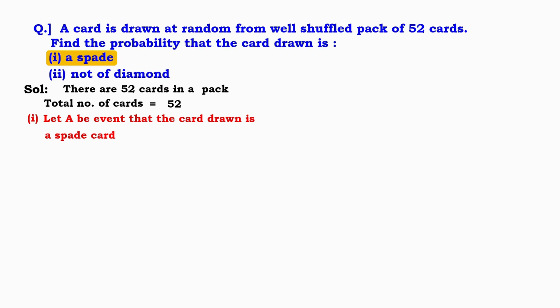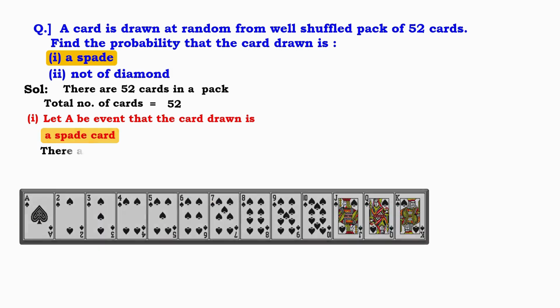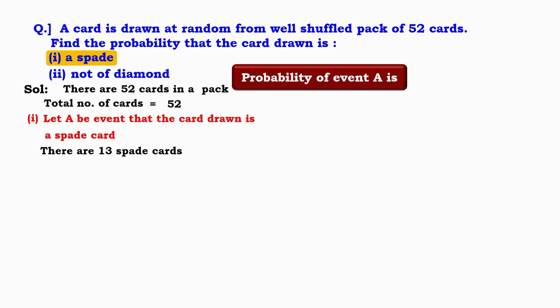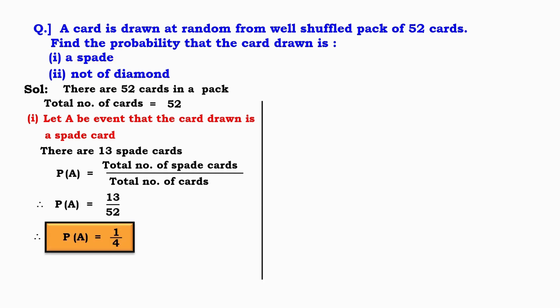So let A be the event that the card drawn is a spade card. We know that there are 13 spade cards, right? Now the probability of event A is equal to the total number of spade cards divided by the total number of cards, that is equal to 13 by 52. So now if we simplify, we will get 1 by 4.